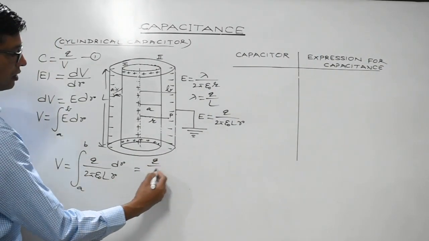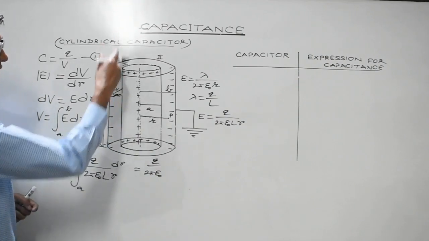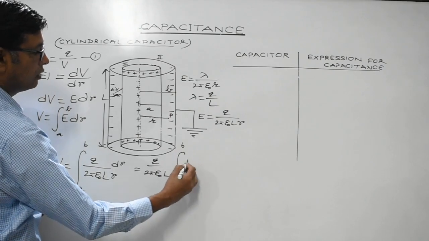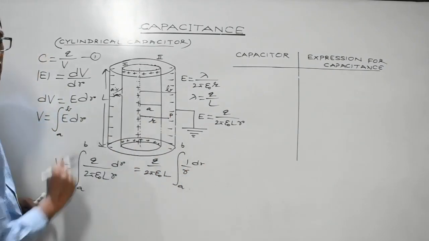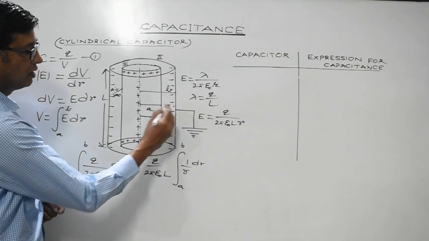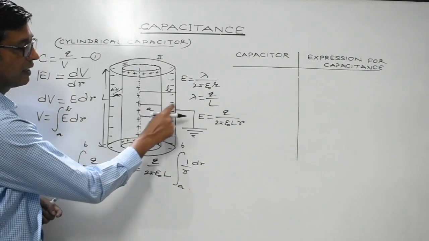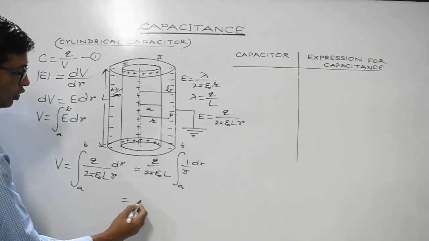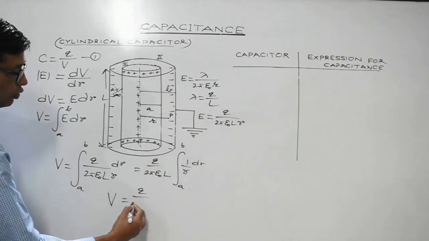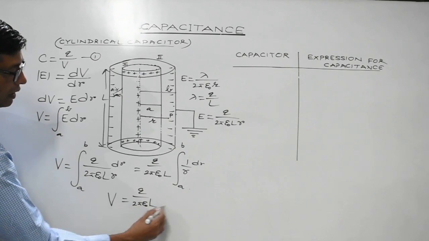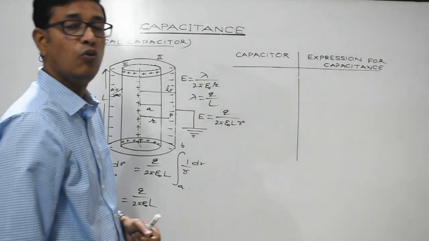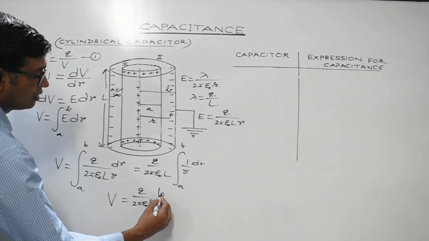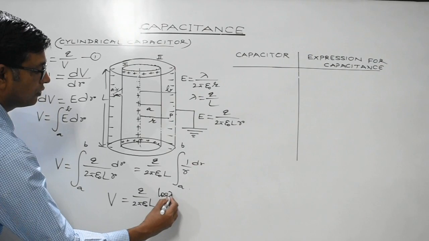So Q is constant, 2 pi epsilon is constant, the length of the cylindrical shell will be constant, and we integrate from a to b 1 by r. r is not constant. If I take observation point over here, the distance from this axis will get changed. So r is not constant, right? So if you solve it, what you get is Q over 2 pi epsilon naught L, integration of 1 by r with respect to r is natural log of r. It is natural log of r.